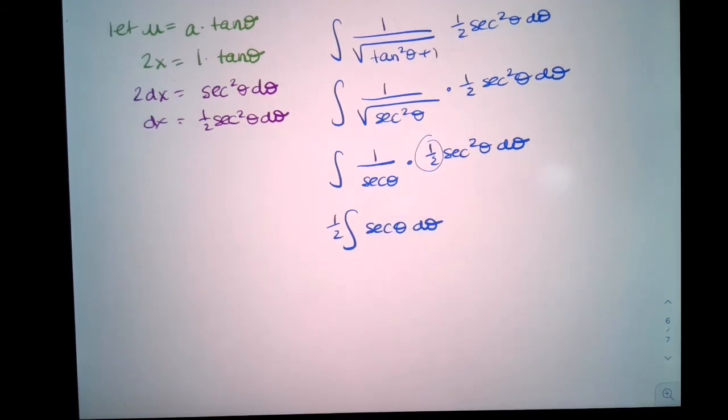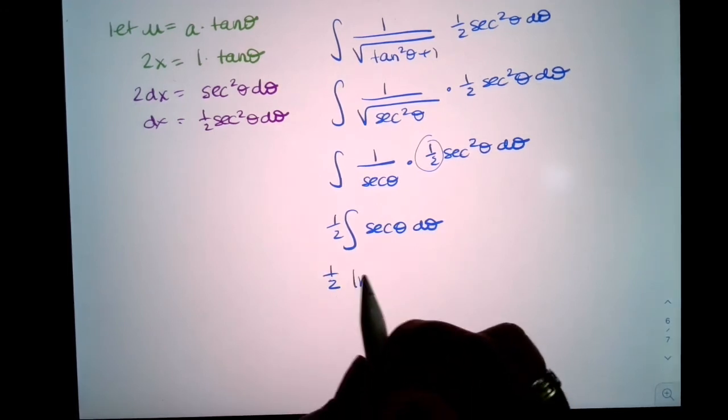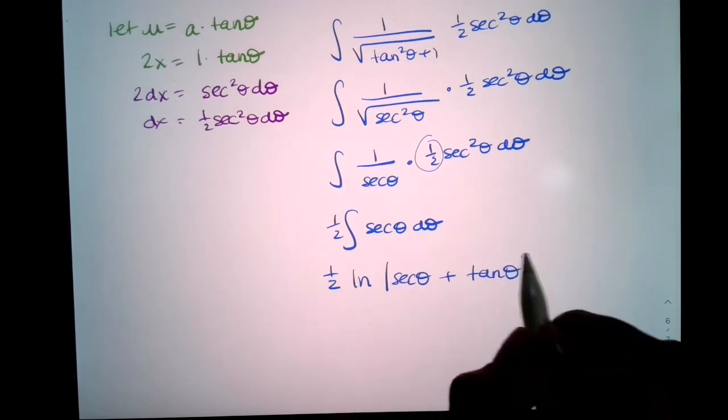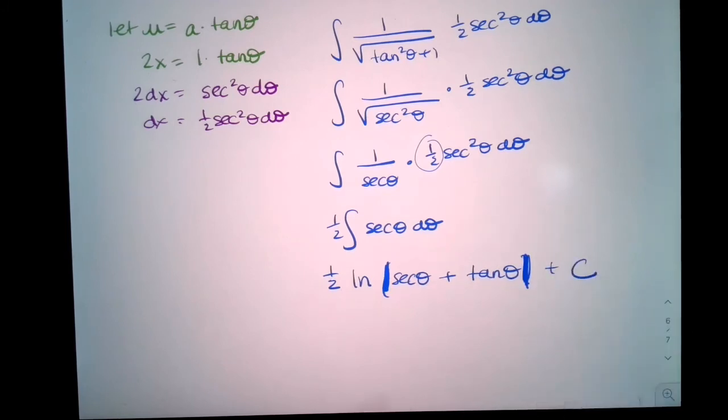And this is actually on your formula sheet. You have an integration rule for integrating secant all by itself. It happens to be, well, I'm going to write the 1/2 because that's just kind of there, the natural log of the absolute value of secant theta plus tan theta, make those absolute values super obnoxious, and then a plus C. So you've got an answer.